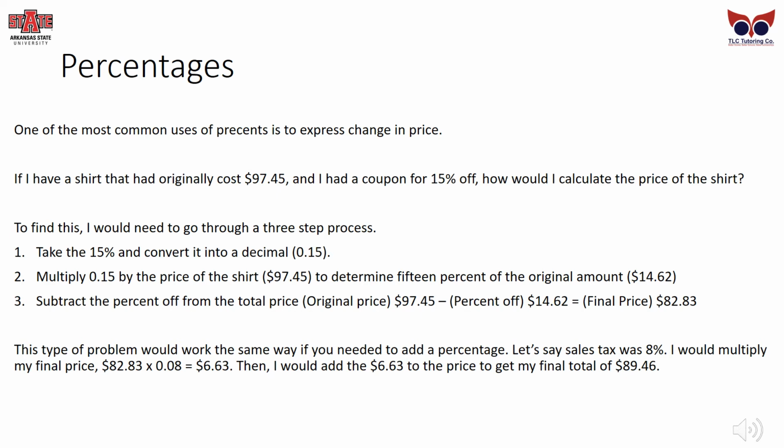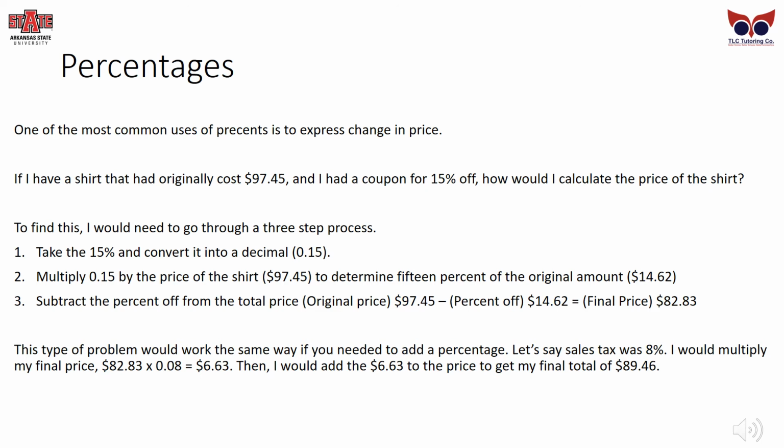$14.62. Next, I would subtract the percentage off from the total price. In this case, subtract $14.62 from $97.45 for a final price of $82.83. This type of problem would work the same way if you needed to add a percentage.